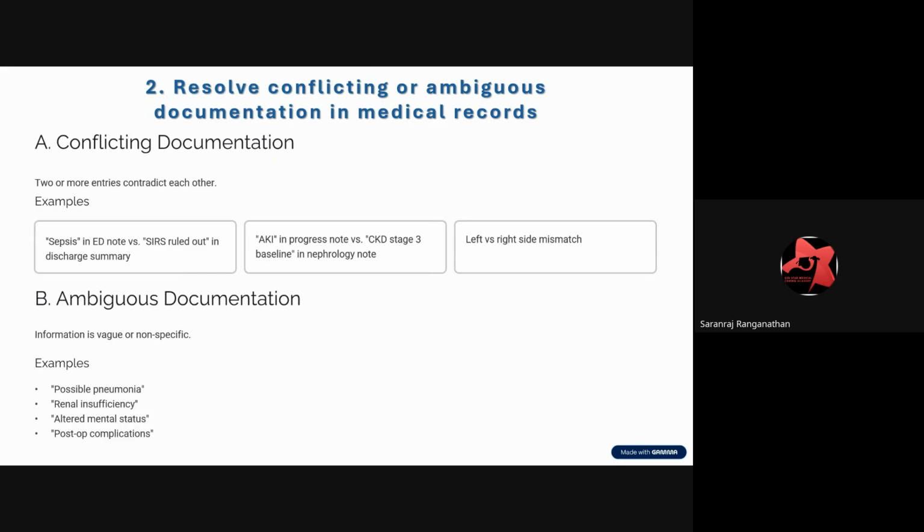So to avoid that, we need to ensure what type of documentation is provided, what is the need for the documentation, and whether the completeness is there in the documentation. If it is not there, do we really need to question the provider or not? That needs to be ensured. You need to be able to categorize whether it is a conflict in the documentation or ambiguity in the documentation. That level of understanding should be there when it comes to documentation.